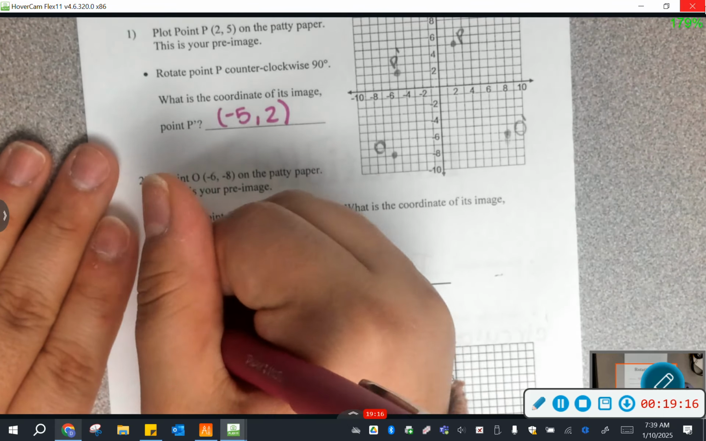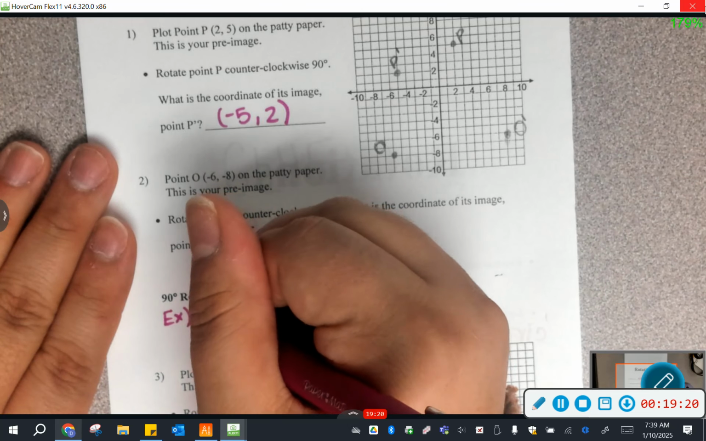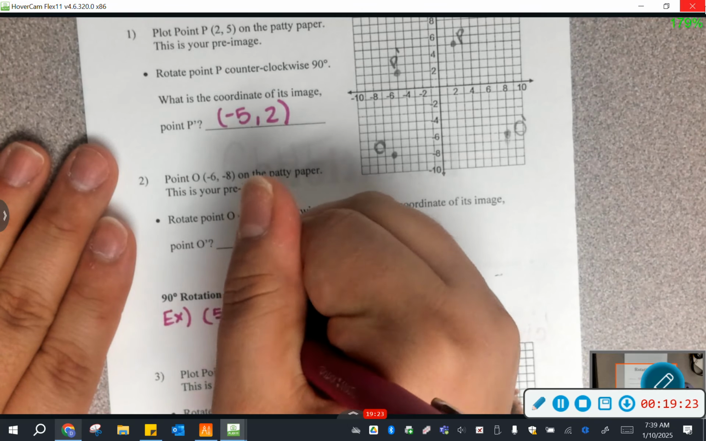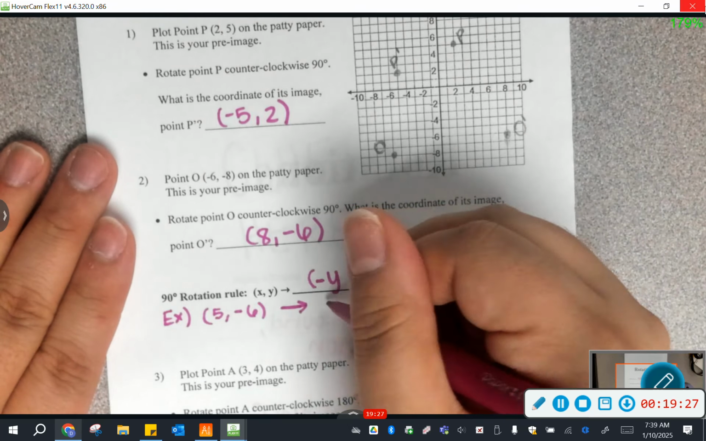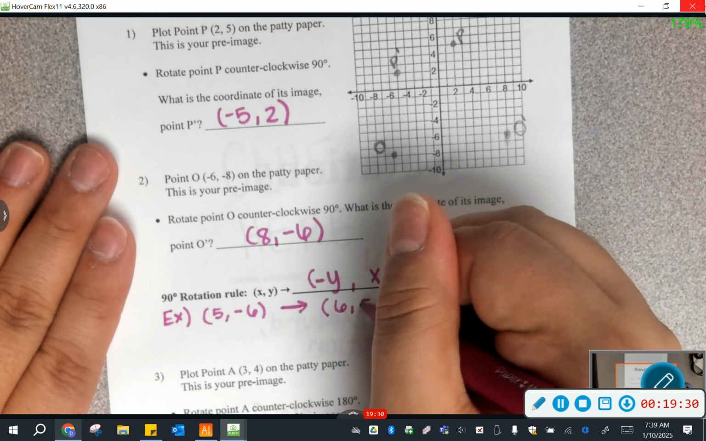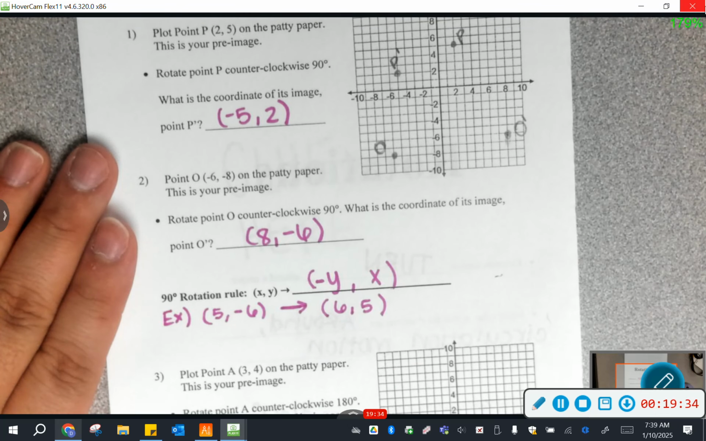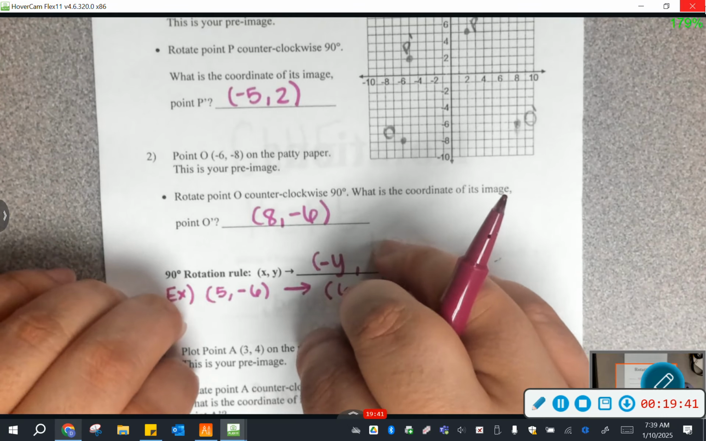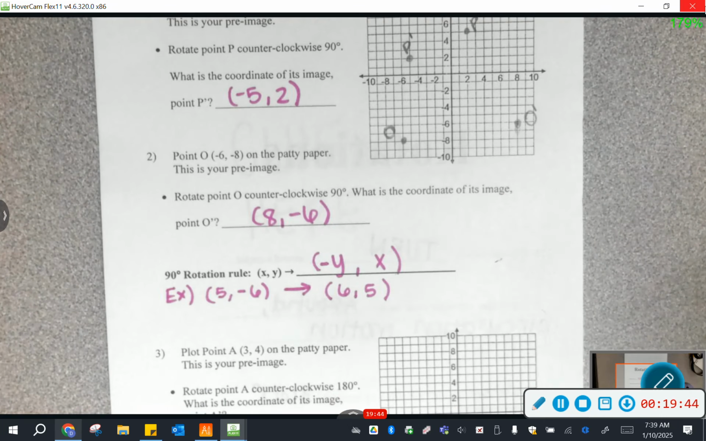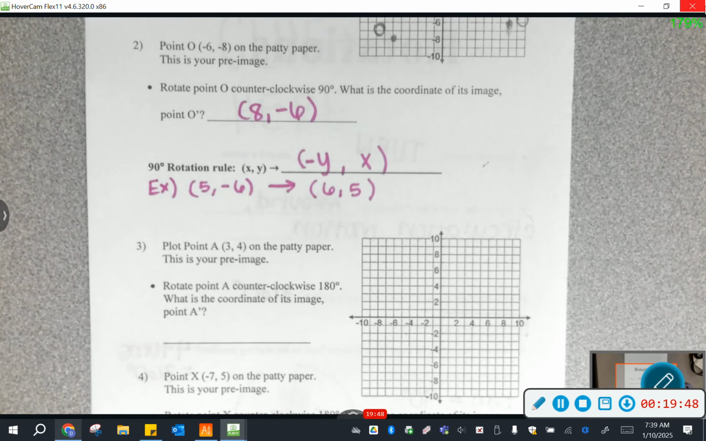So if I were to give you an example right here, if I were to tell you rotate 5, negative 6, 90 degrees. Positive 6, 5. Switch them and change the sign. You always change that. Does that make sense? It'll work if you memorize the rule. It'll work if you have the notes. But if you don't memorize it, just turn your paper. All right, write that down if you don't have that down, please.